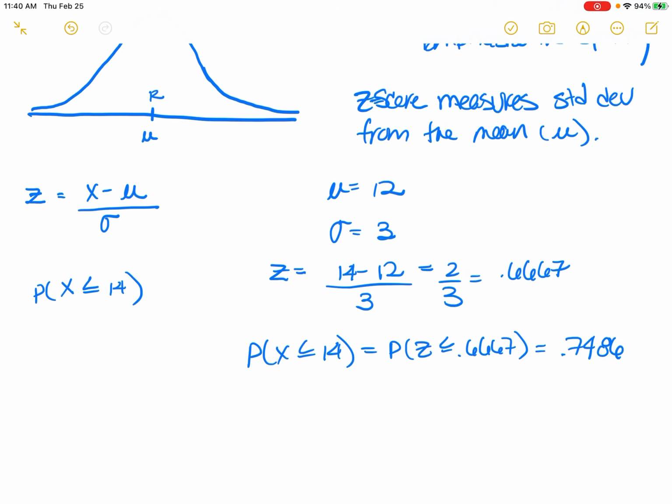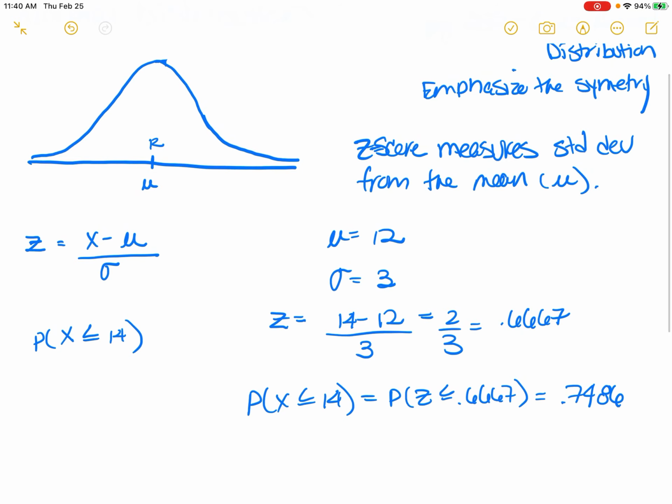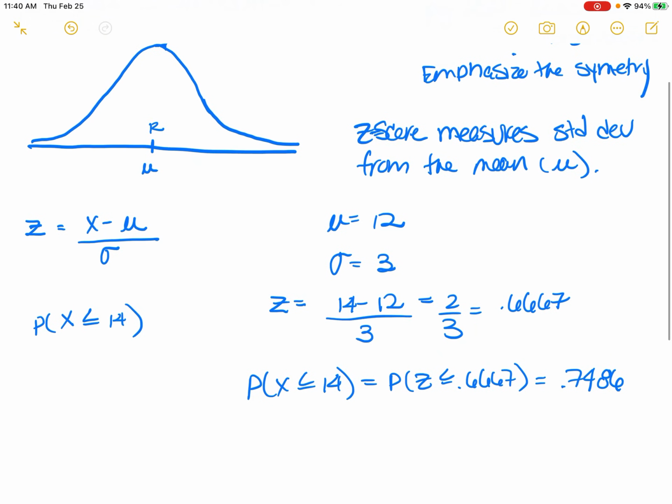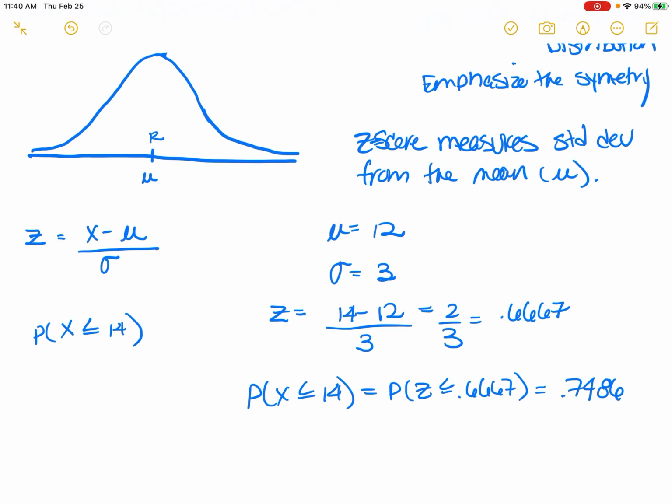So the main thing to know and understand here, and I'm going to come back in a secondary video and talk about a couple other things, is that when you are finding the probability, the z-score gives you the probability. So you have to look up the z-score to find the probability.